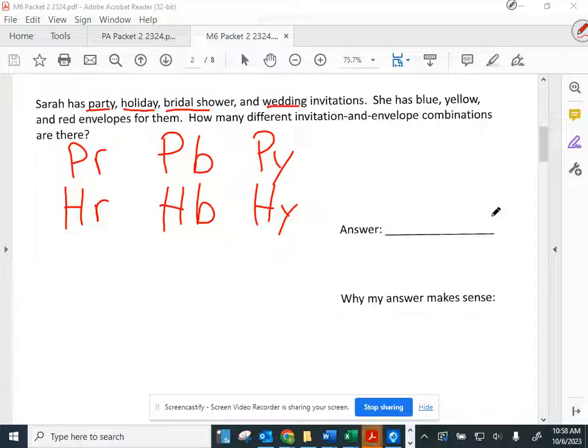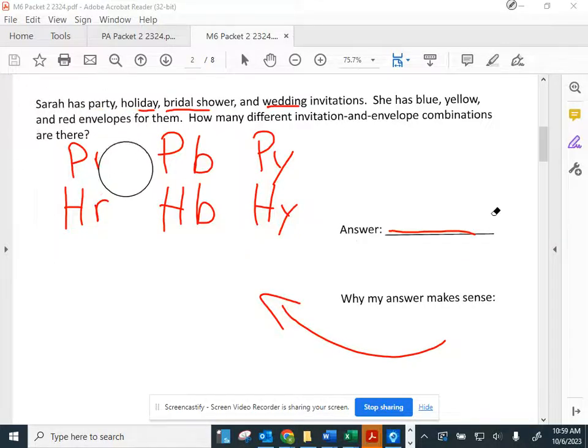So you have to figure it out. Party, holiday, bridal shower, wedding invitations, each one with a different colored envelope, and then count up how many you have. That is your answer. Why it makes sense is the work that you're doing, so you're showing your work. You can't just do it in your brain and say, oh, it's going to be this number. You have to show me why your answer makes sense. You could either draw the arrows or write it out. If you did mental math, you would have to write out what math you did to get that answer.